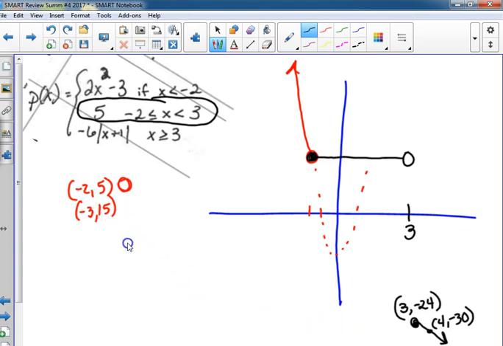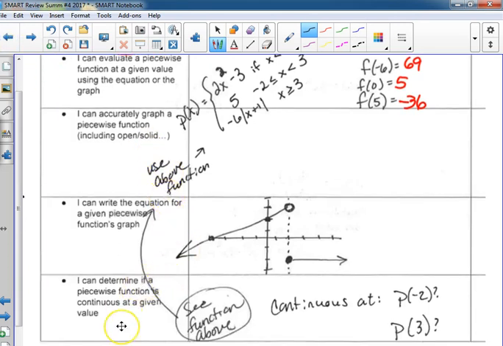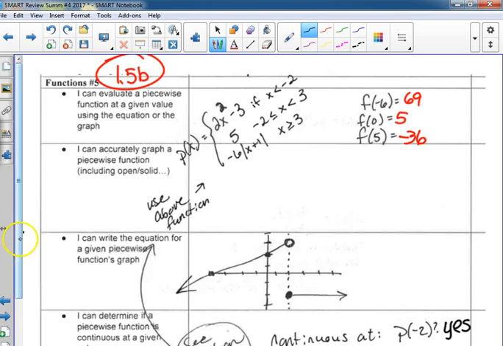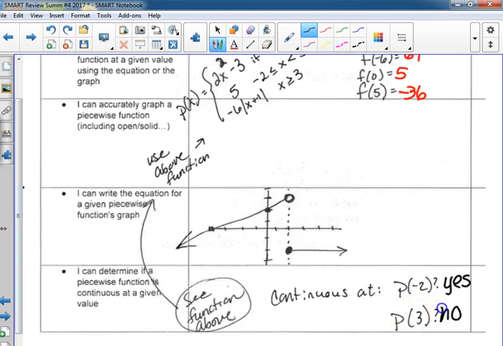All right. So where is the place that this is discontinuous? At 3. At x equals 3, it has a discontinuity. I think that might have been a question on here. I can determine if it's continuous at a value. This was yes, continuous at -2, because they were on top of each other. No at 3. All right, I can write an equation for a piecewise graph. Here we go.